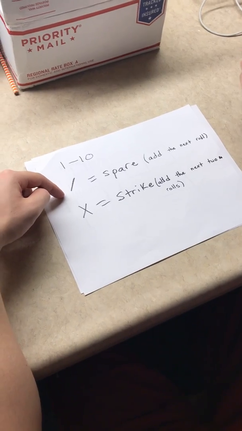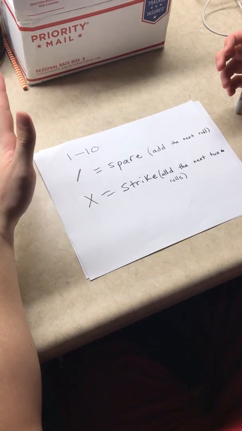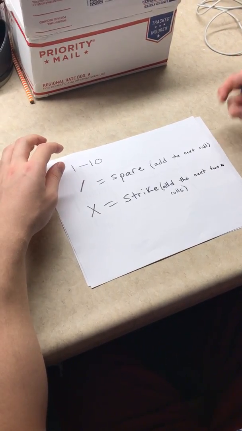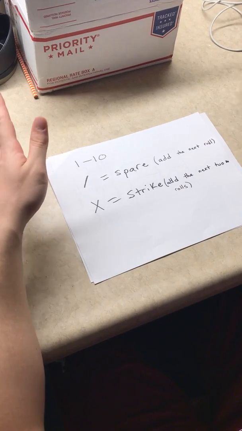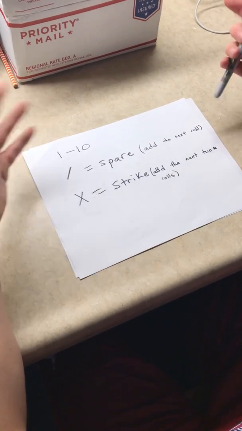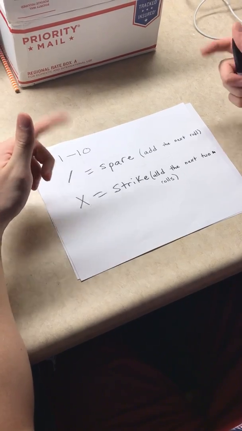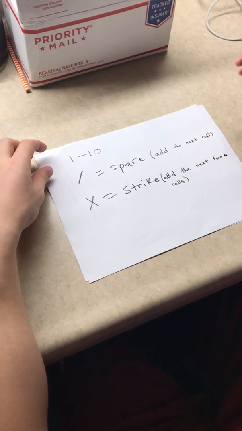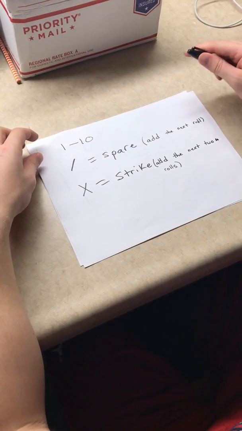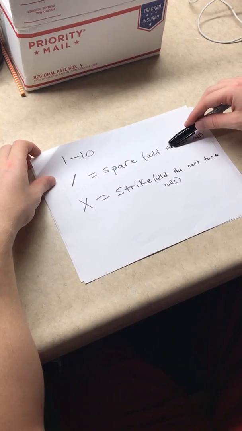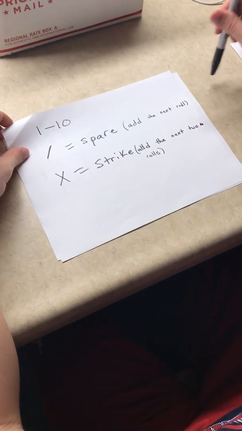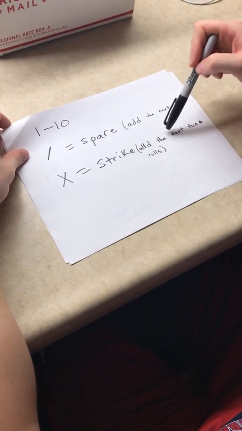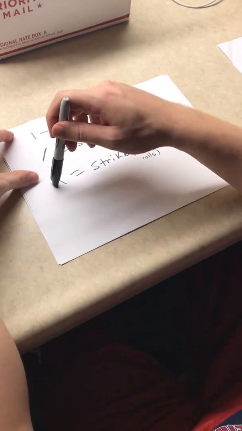A spare: you get 2 tries in each frame to knock down 10 pins. If you roll the first one and don't get all 10 pins down, then you try again, and if the second time you get all the pins down, that is called a spare. So a spare is when you get all 10 pins down on the second try. In scoring a spare, you add the next roll after those two to that frame, which I will explain in more depth later.